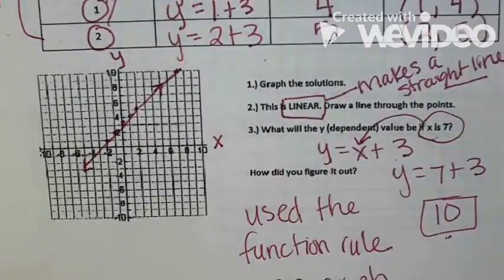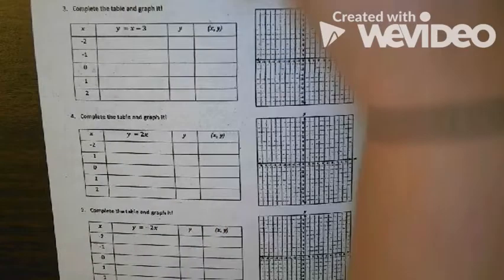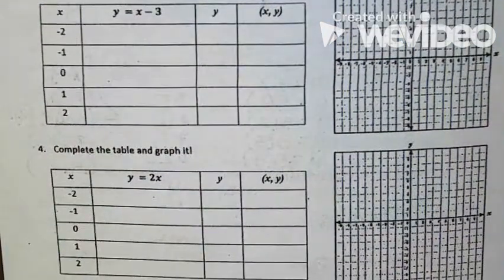Good. So let's open up our page. And we're going to try another rule together. All right, so we're going to look at number 3. It says complete the table and then graph it. So that's what we're going to do now.